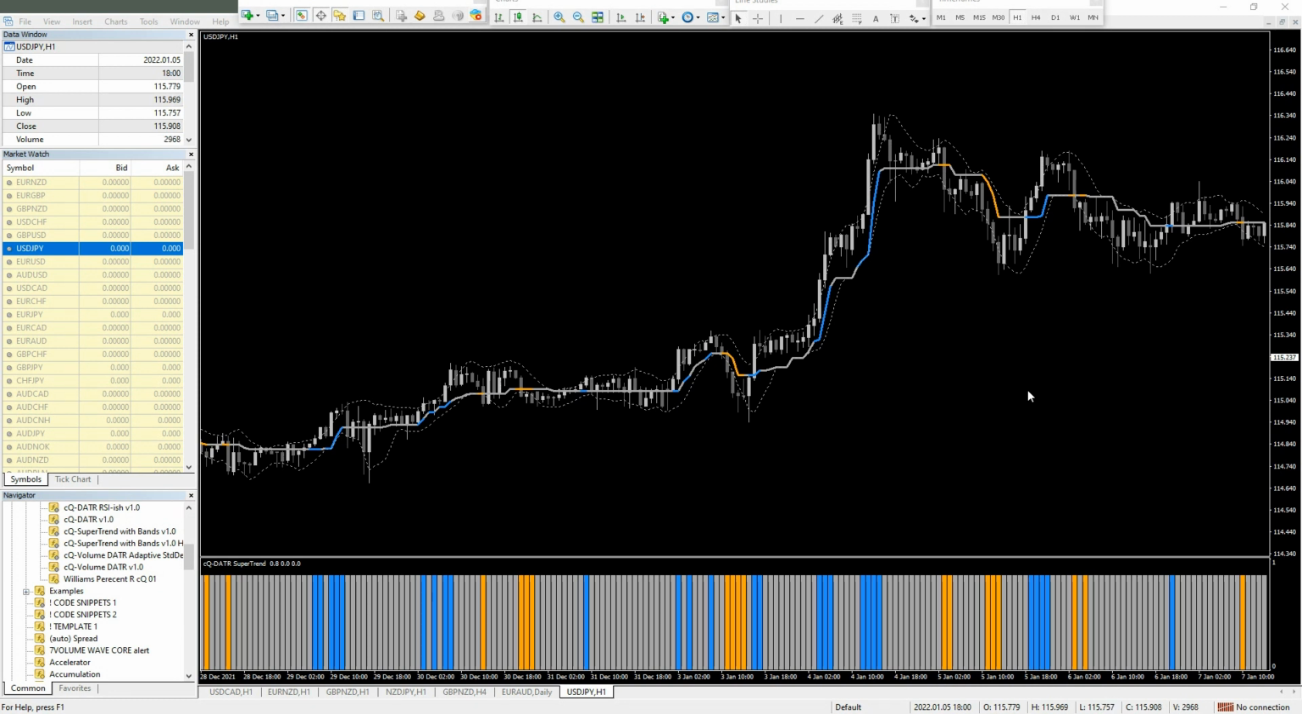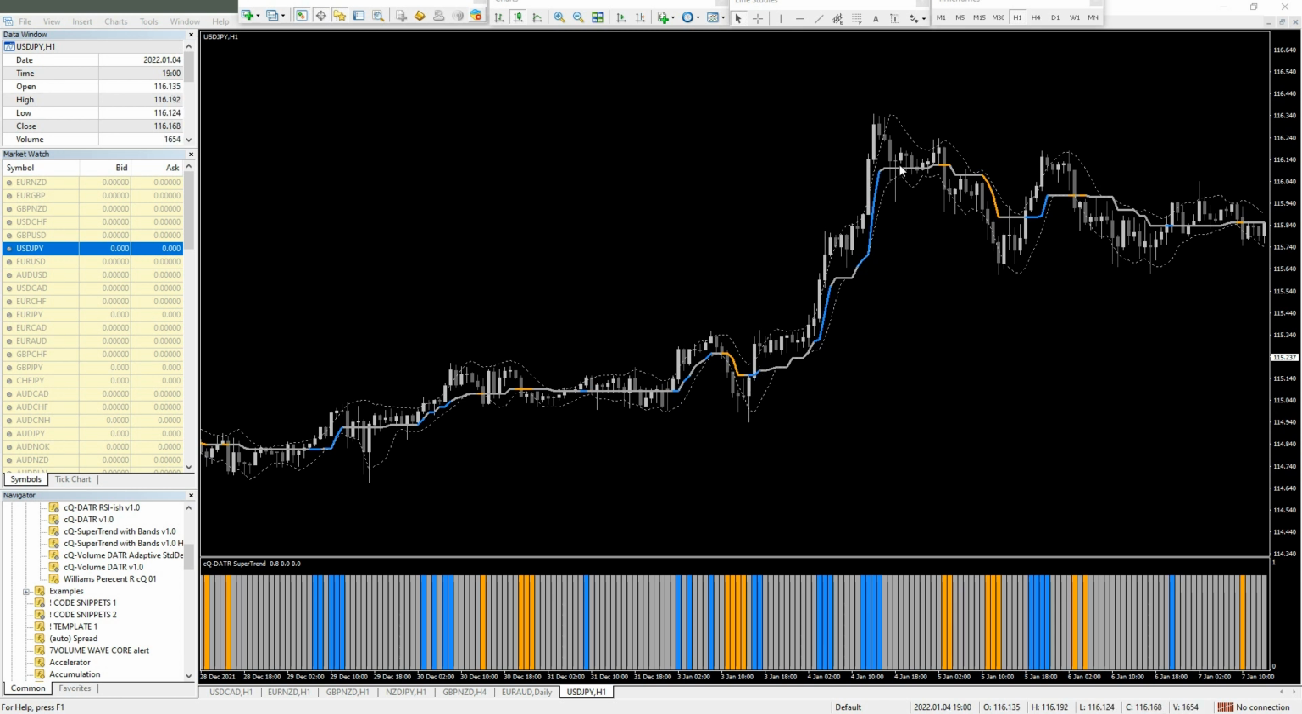This video is going to be about the cQ-DATR SuperTrend indicator. It's the indicator up here. This is the histogram version of it. The idea is if price crosses above the upper band, then it draws a blue line. If it crosses below the lower band, it turns it orange. And if it's in between, it will be gray.